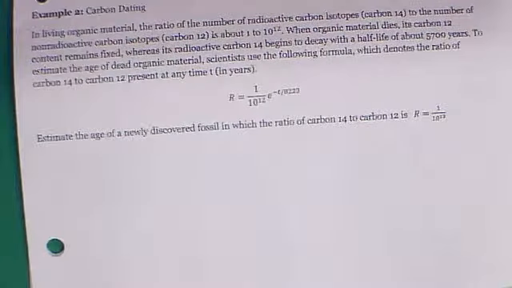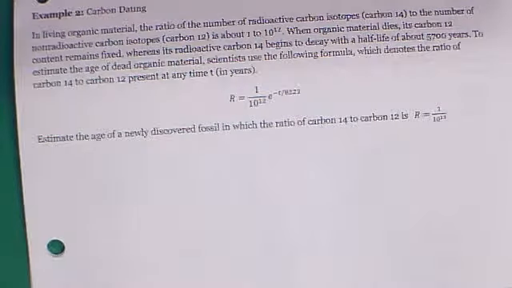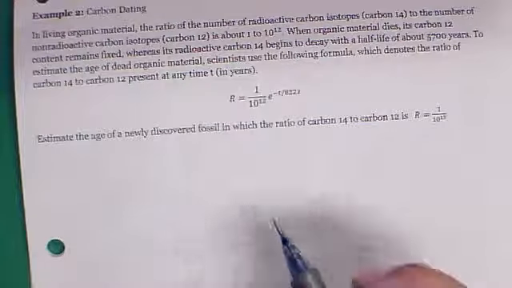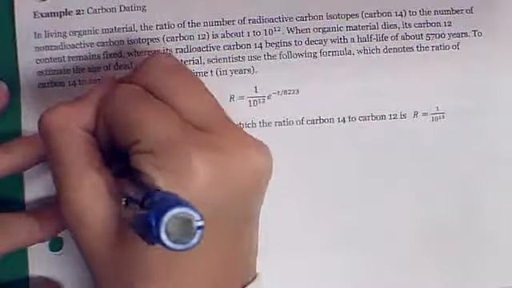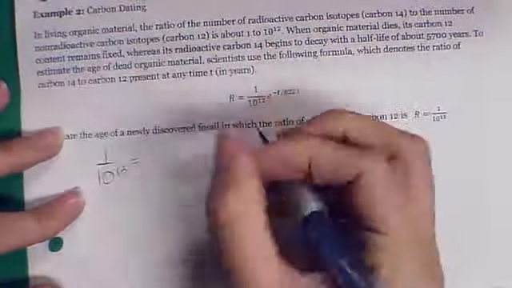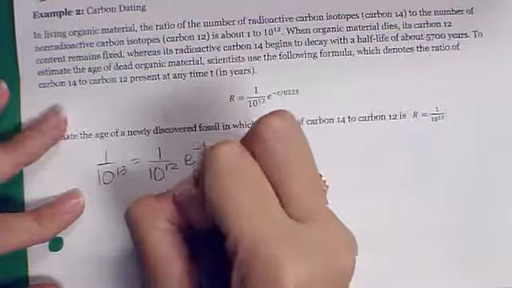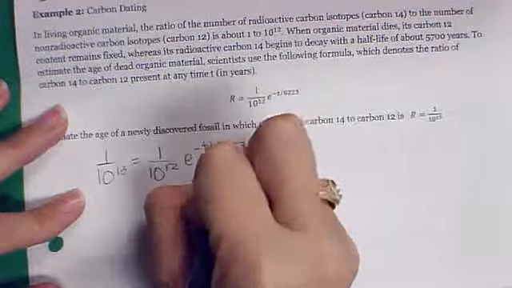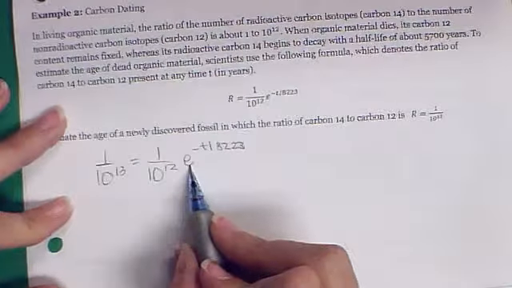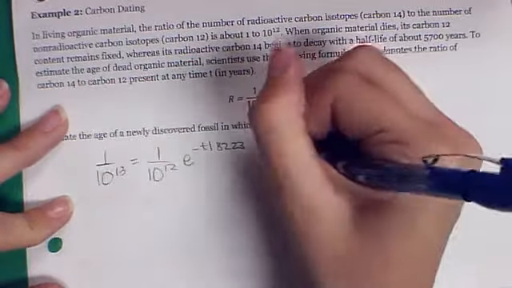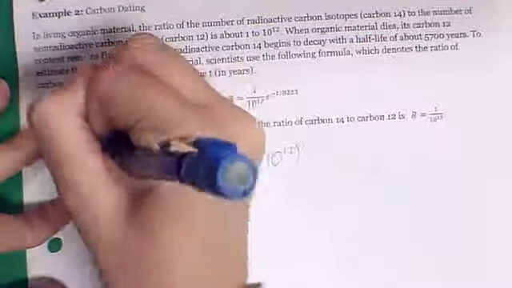Okay, to do that, we were given the R, we were given the formula, we just have to plug in and solve. So 1 over 10 to the 13th power is equal to 1 over 10 to the 12th power times e to the negative t over 8,223. First, we want to get e by itself. So to get rid of this, we're going to multiply both sides by 10 to the 12th.